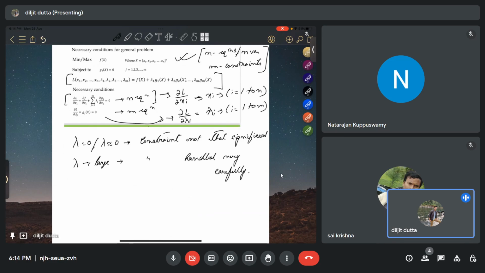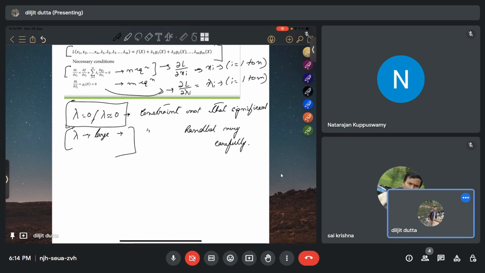Now there might be two conditions. One is that the lambda value is very small, very near to 0, or exactly equal to 0. In that case, the constraint will not be significant. But if lambda is large, then the constraint needs to be handled very carefully; that is, we have to solve it properly. In that case, the constraint is significant.